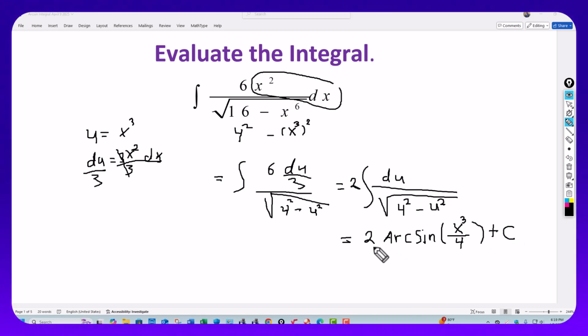So the final answer for this one again is 2 arcsine, or you could say sine inverse of x to the third over 4 plus the constant of integration.